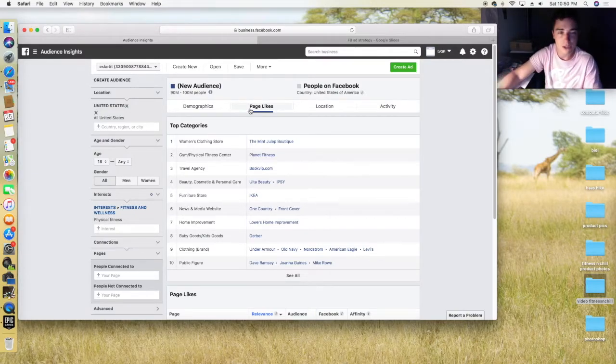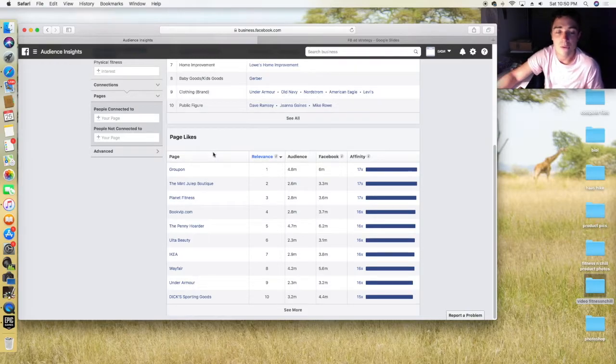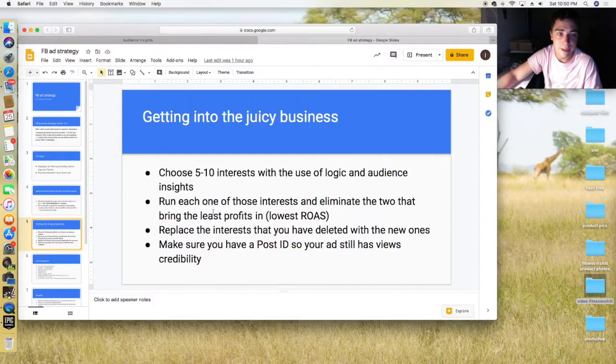What kind of pages are they interested in? And from here, we see that people that are interested in physical fitness are 17 times more likely to like Groupon, 17 times more likely to like Mint, Gillette Boutique, Planet Fitness, Book VIP. You get the idea. So those can be all your separate interests. Now, once you get your 5 to 10 interests, you can pretty much start running them down.